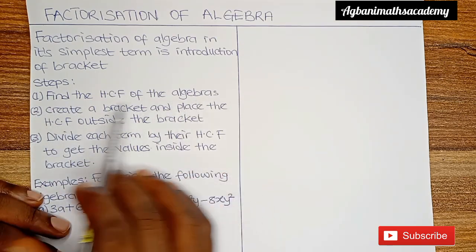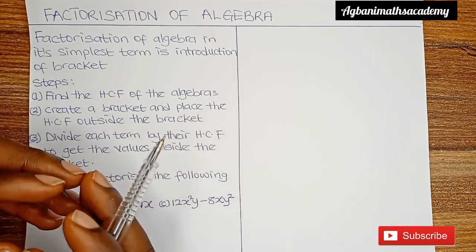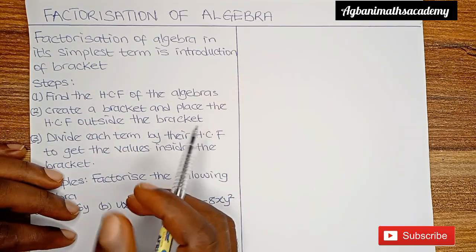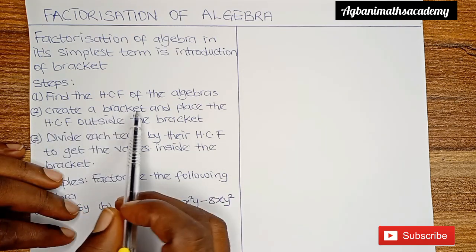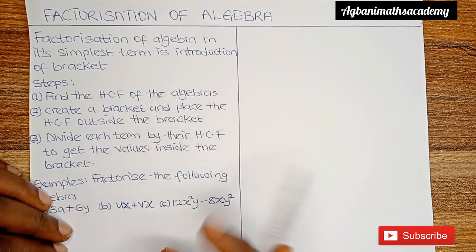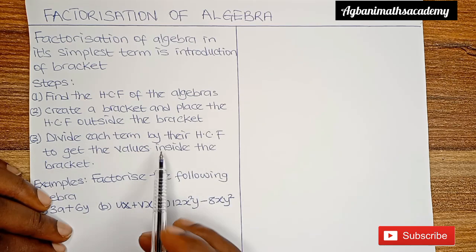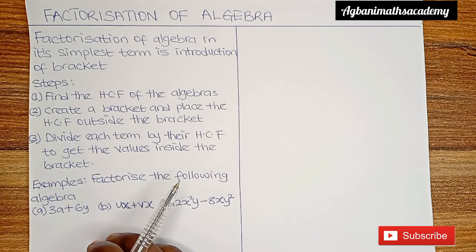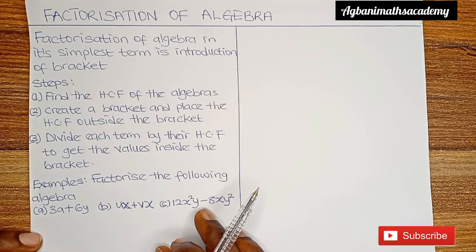The first thing you need to do is find the HCF of the algebras. So if you have two sets of values constituting the entire algebra, all you need to do is find the HCF of the two sets of algebra. Number two step is create a bracket and place the HCF outside the bracket. The third step is divide each of the terms by the HCF to get the values inside the bracket. So these simple steps, when applied, will help you to factorize algebra. So let's look at these three simple examples that we have here.